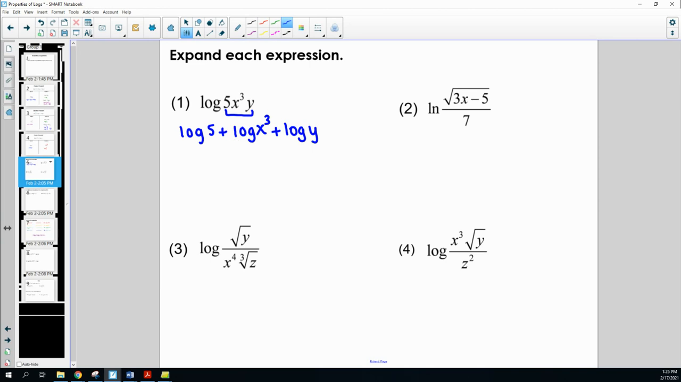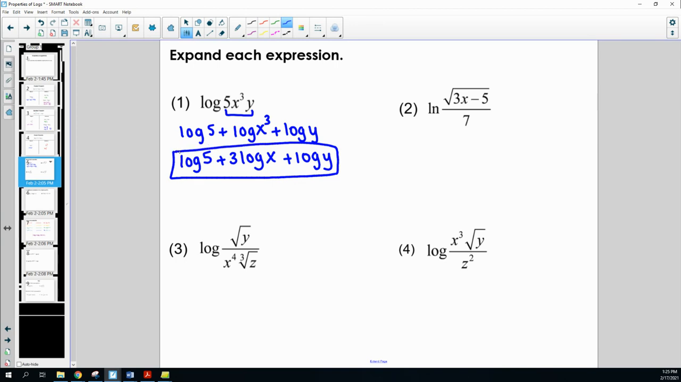Now I want to notice if there's anything else I can do. And here I see that I can use the power property because I have x to the third. So that 3 can go down in front of that log. So we'll end up with log of 5 plus 3 log x plus log y. And that is fully expanded.